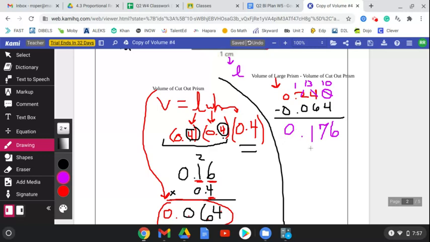So this is 0.176, and this is volume, so this is centimeters cubed. That is the volume of the prism with the prism that's being cut out, with it being taken out. What you're left with is 0.176 centimeters cubed.